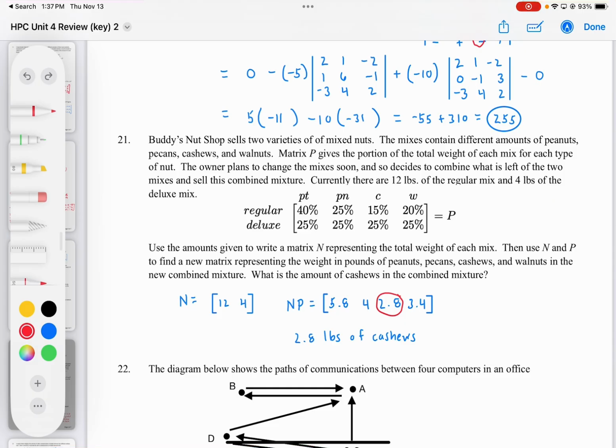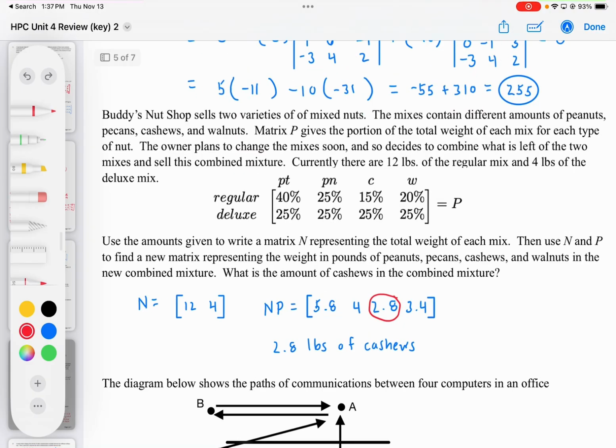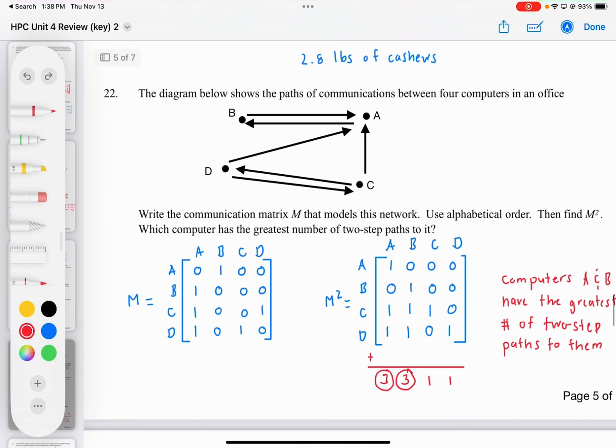So if we are to write a matrix for that, note that we want to make it a 1 by 2 matrix instead of a 2 by 1, okay? Because when we multiply those by each other, we've got to make sure that those dimensions line up with each other. So that's why we want to have 1 row by 2 columns. Then you just go through and do that multiplication, and you end up with that matrix that we get there, okay? So how many pounds of cashews do we get? 2.8 pounds of cashews.